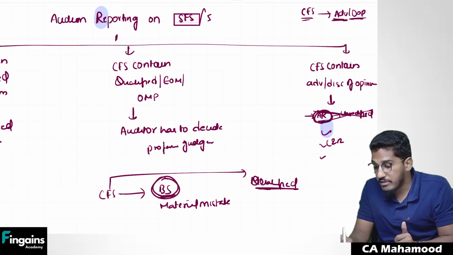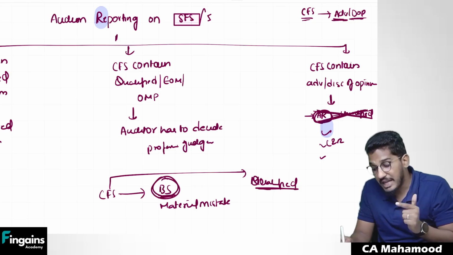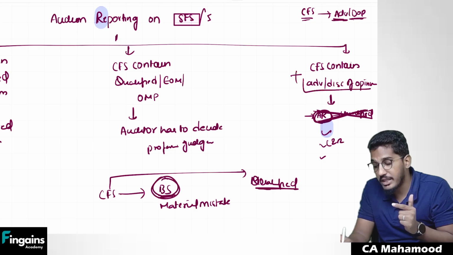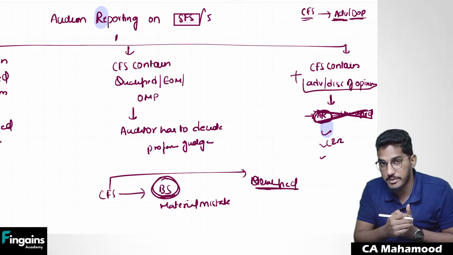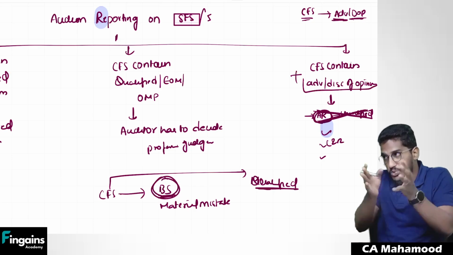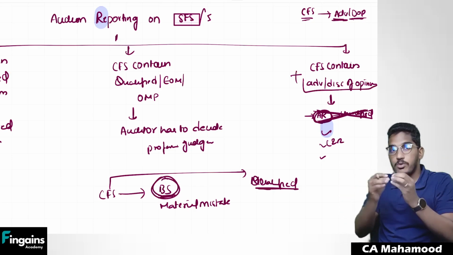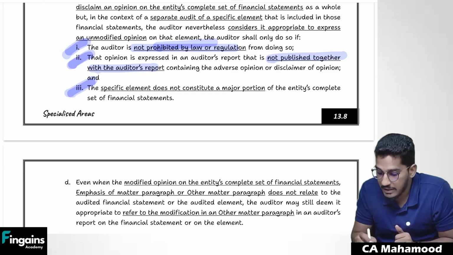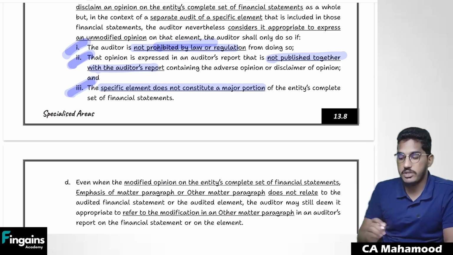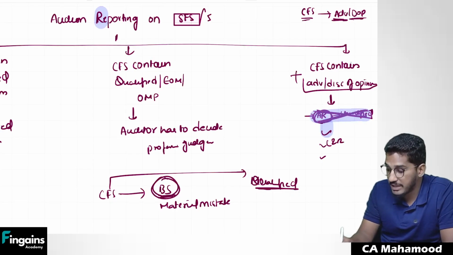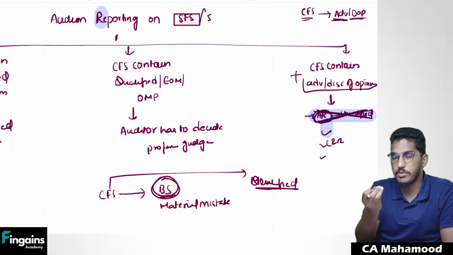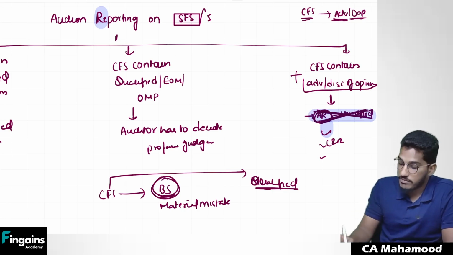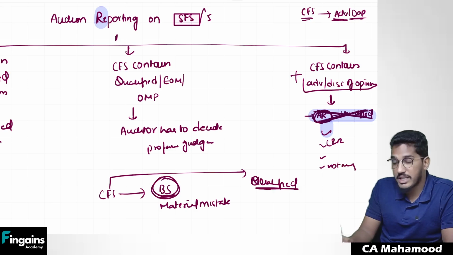Condition number 2, whatever report that you are giving on the single financial statement or the specific element of the financial statements, that report should not be published together with this main audit report, which contains an adverse or disclaimer. That means you have to give that in two separate documents. And one more condition, that specific element does not constitute a major portion of the entity's complete set of financial statements. Whatever specific element that you have audited represents a smaller portion, not a bigger portion. So if these three conditions are satisfied, what are the three conditions?